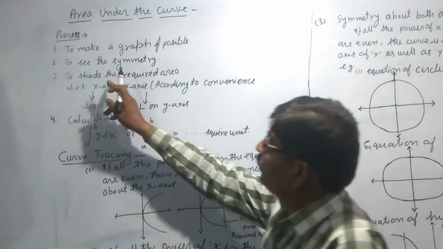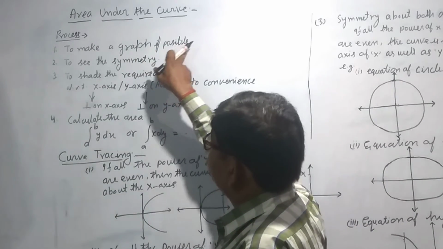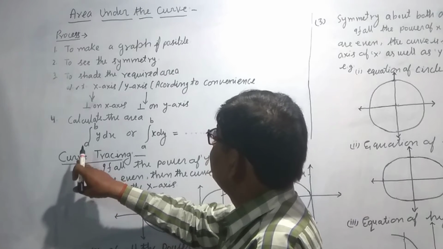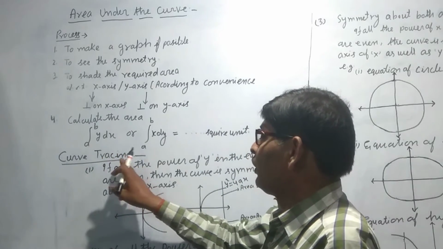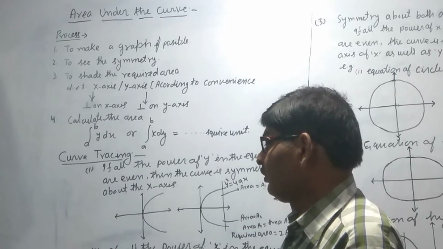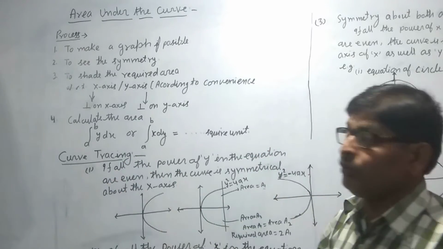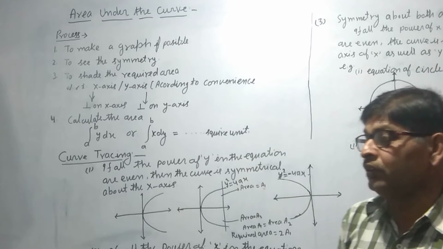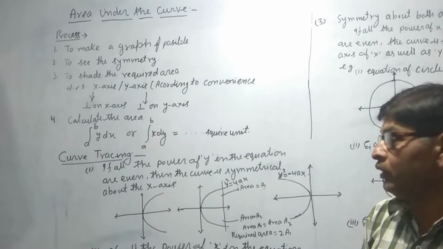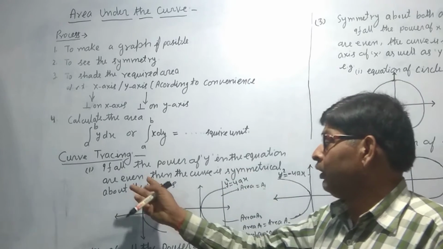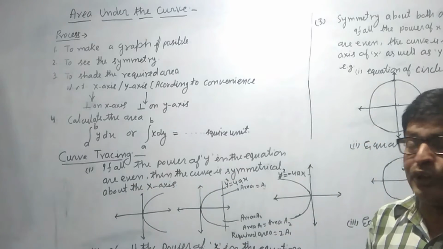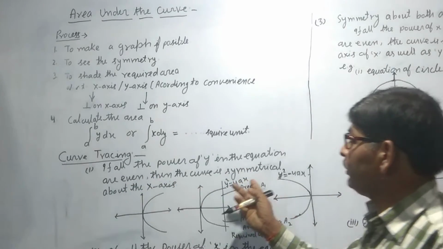In this case, first of all, make a graph if possible. It means that if a function or curve is given, we adopt curve tracing here. Now if all the powers of y in the equation are even, then the curve is symmetric about the x-axis.